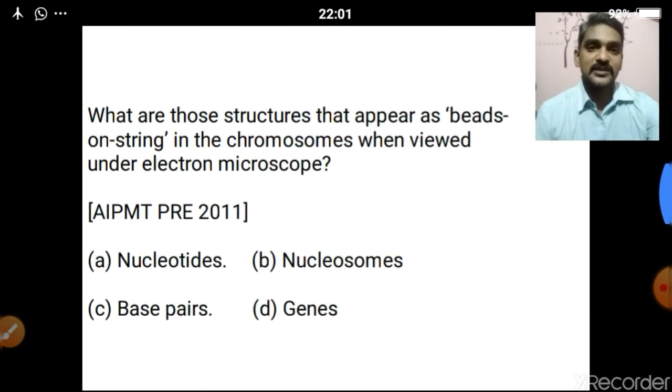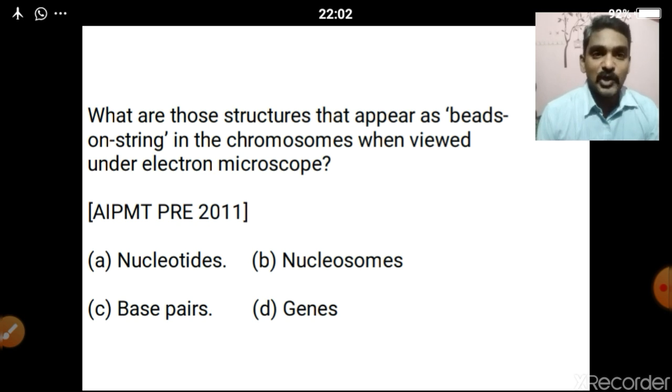The next question. What are the structures that appear as beads on a string in the chromosome viewed under the electron microscope? As you all know, the DNA is packaged compactly inside the nucleus of the cell with the help of structural proteins called what? Histone proteins. So when you view it under the electron microscope, it looks like beads on a string. So what are those beads on the string structure they are asking about here? Whether it is a nucleotide, nucleoside, base pair or genes.